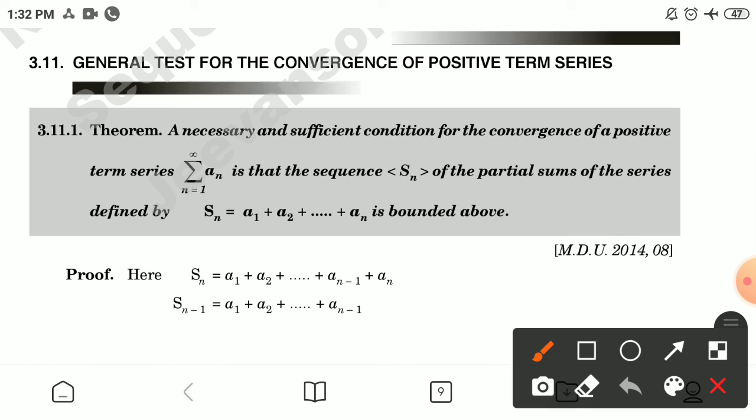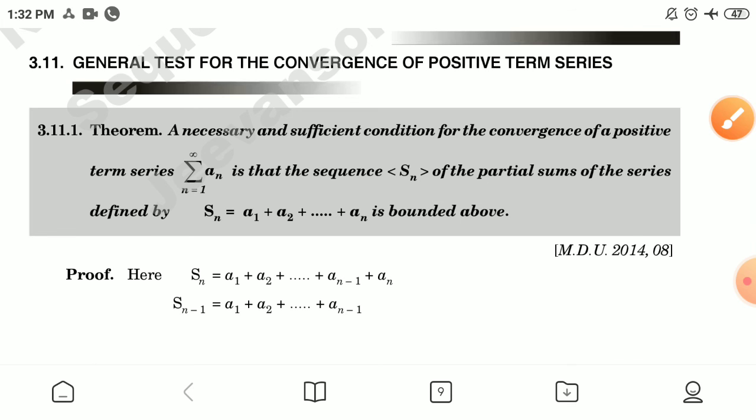Now the general test for convergence of positive term series. A necessary and sufficient condition for the convergence of a positive term series summation an is that the sequence Sn of partial sums of the series, defined by Sn equal to a1 plus a2 plus so on up to an, is bounded above. Now making the proof.